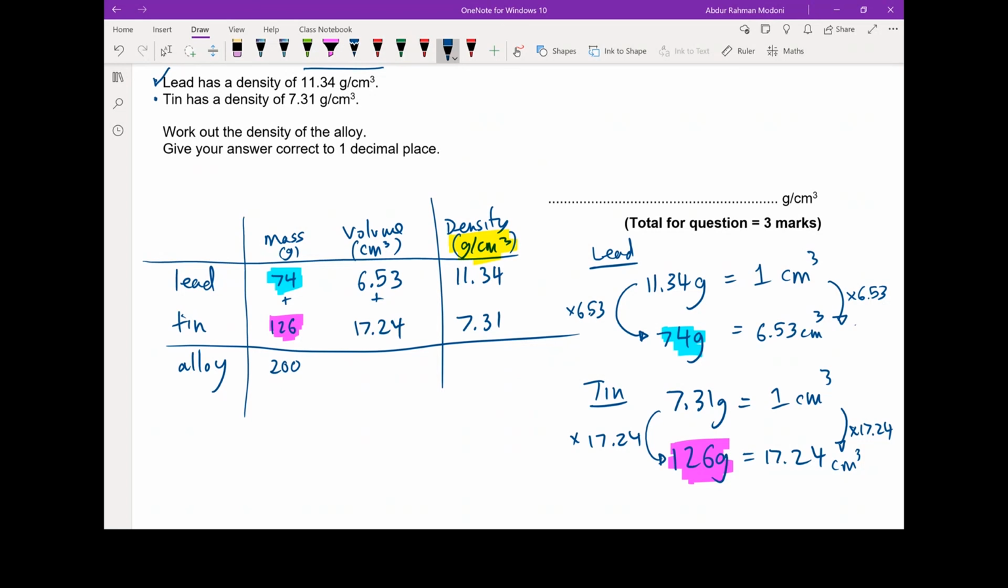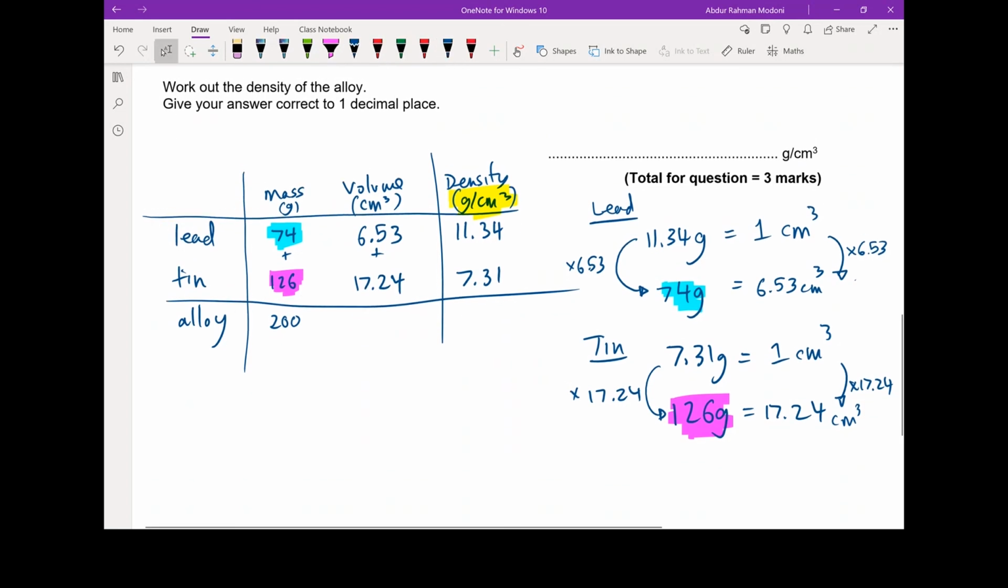Now, we can complete more of the two-way table because we know that the alloy is made from mixing lead and tin. We can add the masses as we did, 74 plus 126 equal 200. Likewise, we can add volume because that's a singular unit, a single quantity, not a compound measure. So 6.53 added with 17.24, and that gives us 23.77.